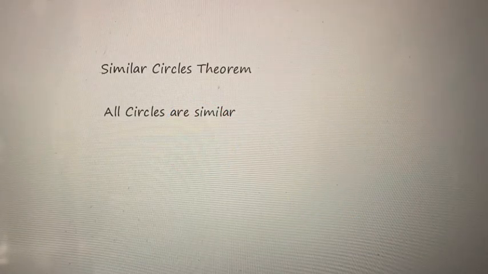This is my very favorite theorem because it's so simple. It's called the similar circles theorem, and it's just this: all circles are similar.